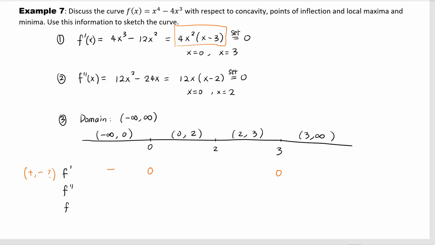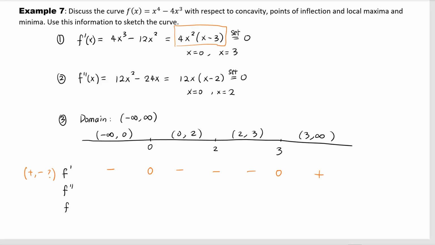Is also negative. So that's why we have negative here, negative here, negative here. And then for this interval, we can choose the 4. Right? So we plug 4 in, 4x squared is always positive, and 4 minus 3 is 1, so that is positive. How about the second derivative?